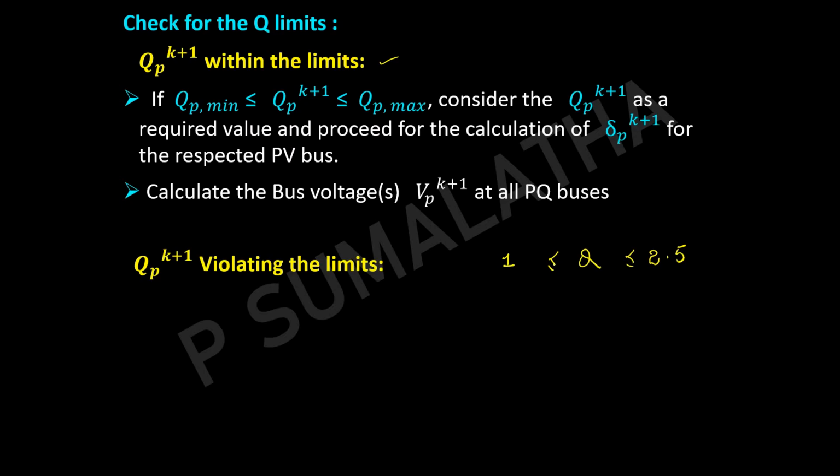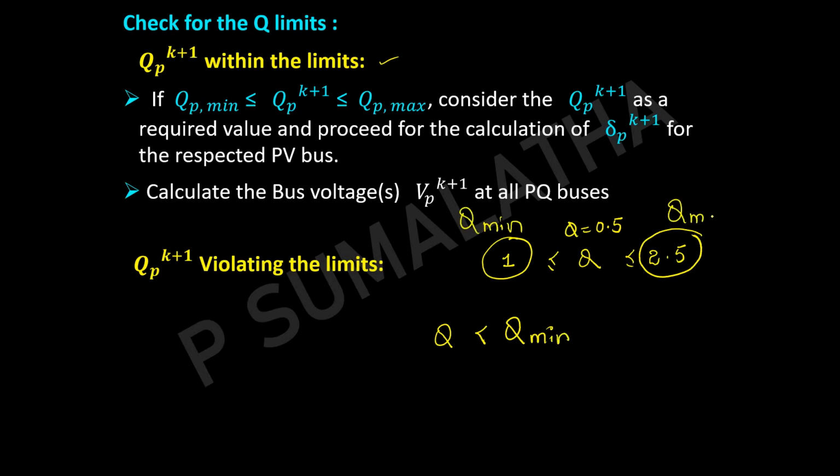So it is not coming within the range means here we may have two conditions: violating the lower limit or violating the upper limit. If I say Q is equal to 0.5, your Q value is less than the Q minimum. This is Q minimum and this is Q maximum limit. Suppose my calculated value is coming as 2.7. Which side is it violating? Your Q value has become greater than Q_p maximum.